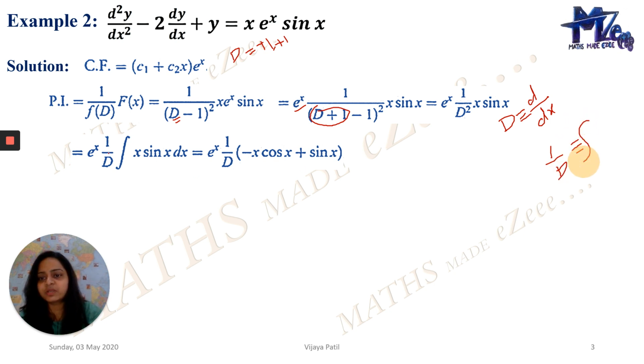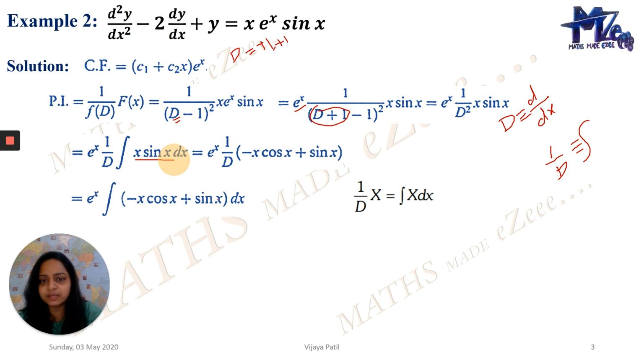So it's e to the power x, 1 by D, integration of x sine x dx, which equals e to the power x, 1 by D. We have done the integration here by the u into v rule. So it's minus x cos of x plus sine of x. And again it is getting integrated one more time with respect to x. We will land up with e to the power x into minus x sine of x minus cos of x minus cos of x.